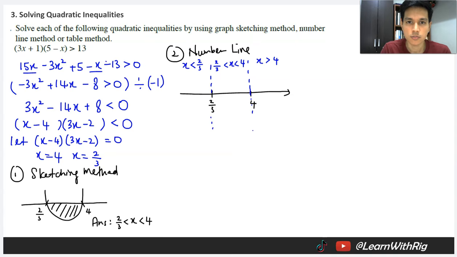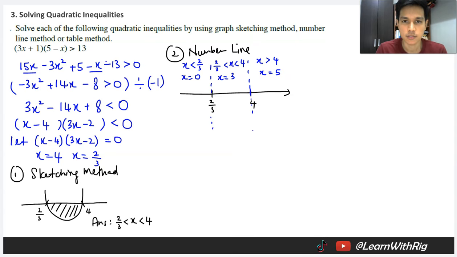So I'm going to assume here x equals 0. Here x equals 3, let's say. And then here x equals 5, let's say. Alright, so you're going to substitute into your equation. So what do you get?